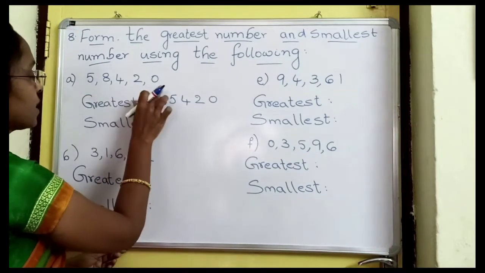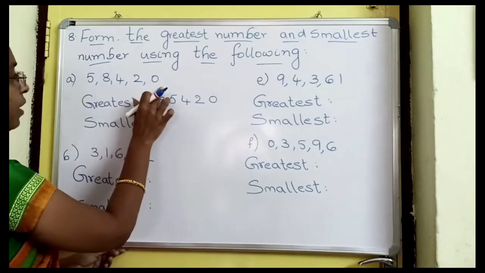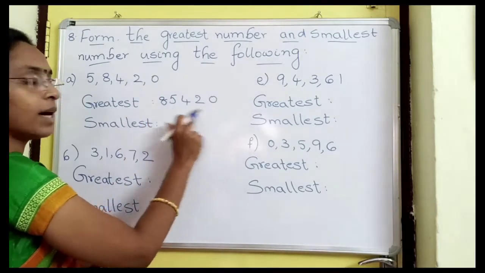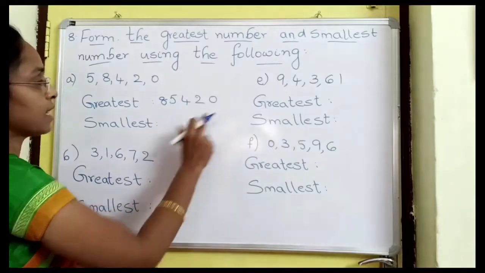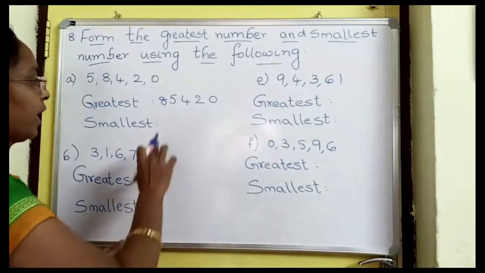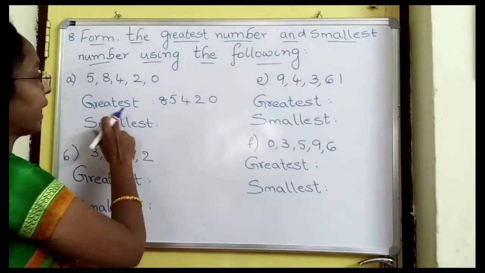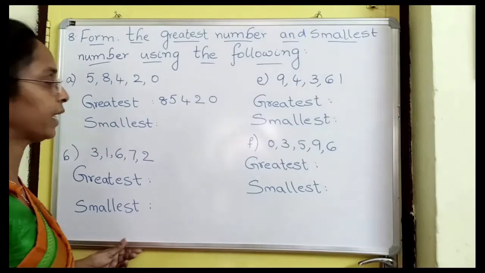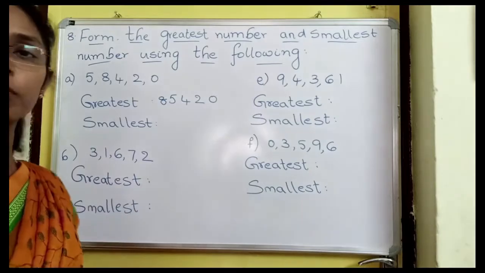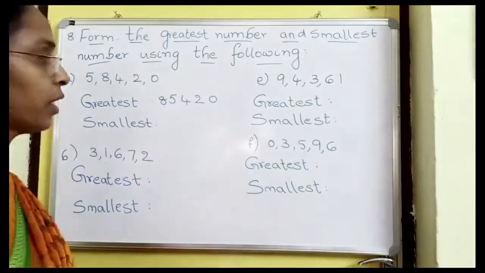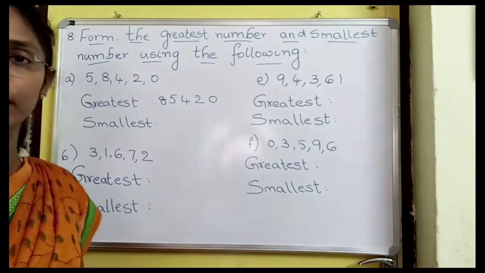These are the digits given, individual digits. I have removed the commas and arranged these numbers in descending order. When I arrange the given numbers in descending order, you will get the greatest number. Now, how to form the smallest number? This is a 5-digit number you are forming, children. Now, you have 0 in the given number.